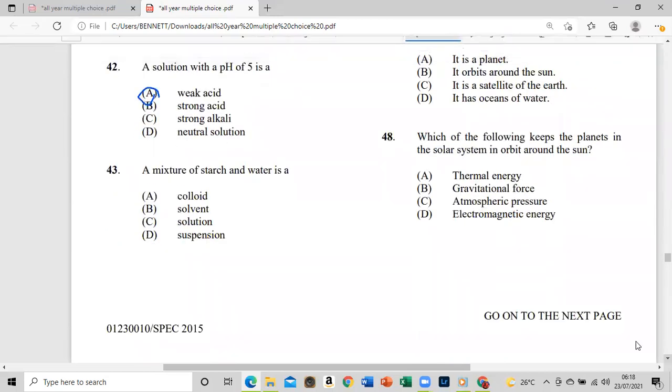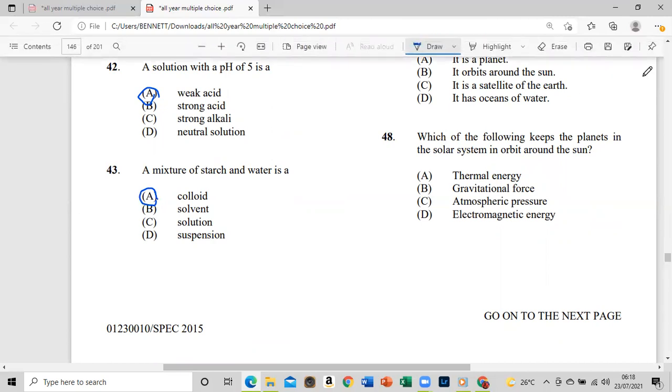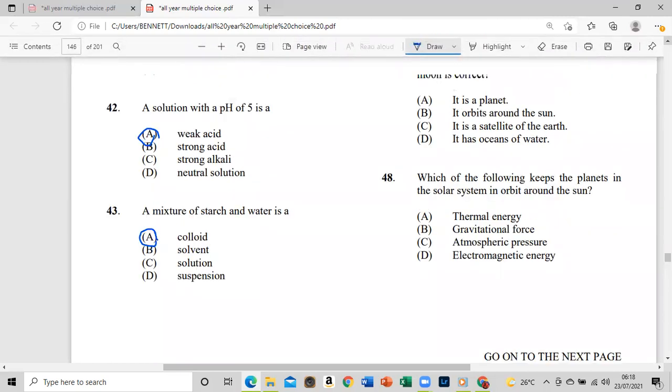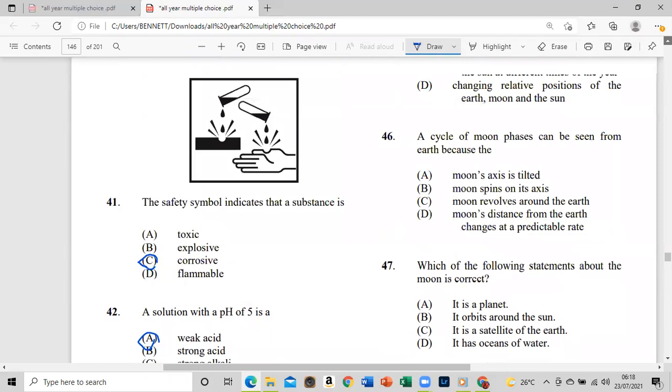All right. A mixture of starch and water, is it a colloid, a solvent, a solution, or a suspension? And that is a colloid. Okay, remember, guys, mixture of starch and water, colloid.